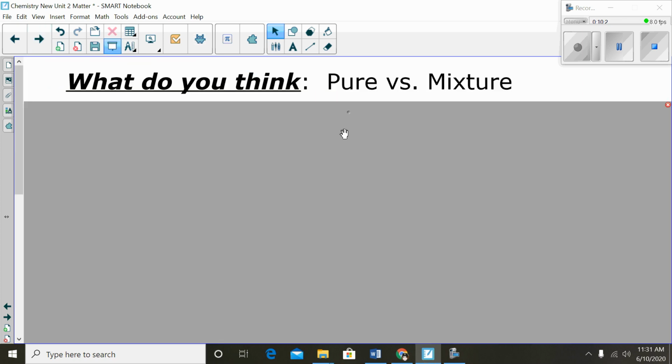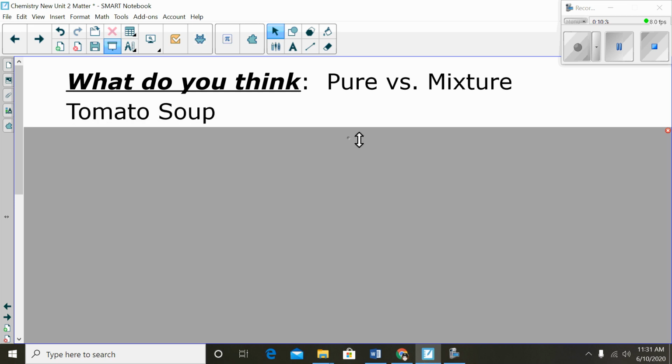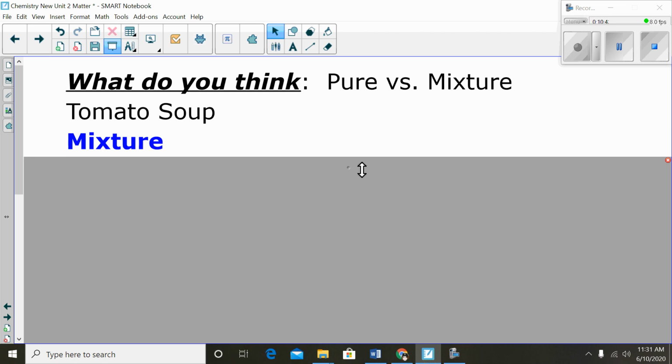All right. So what do you think now? Now the two main categories, pure versus mixture. I'm not even breaking these down into element, compound, homogeneous, heterogeneous, just the main categories, pure or mixture. So what do you think? Tomato soup, that would be mixture. Lots of components make up the tomato soup, even though it is supposedly just tomato, it's a tomato base, and there's a lot more that goes into it.